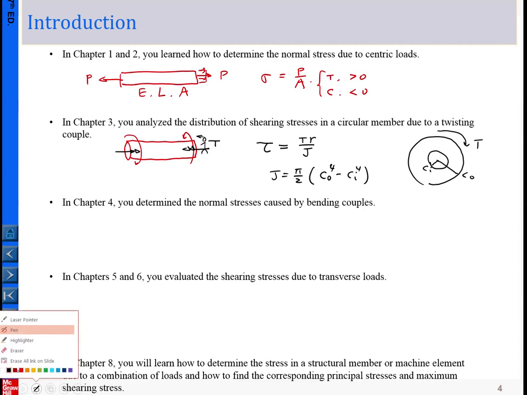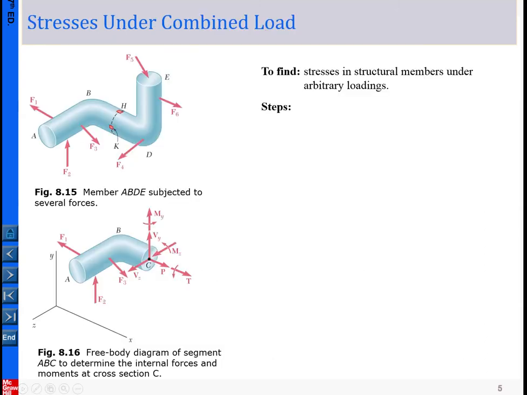The distribution of the shear stress due to the torque can be like this, a linear distribution that depends on R. For example, if you want to calculate the shear stress at that location, from the center to here, if you measure its R, the magnitude is TR over J. The direction is such that this stress multiplied by this arm will induce a little moment, and that moment should be aligned with the direction of the torque T. That is what we learned in chapter 3.